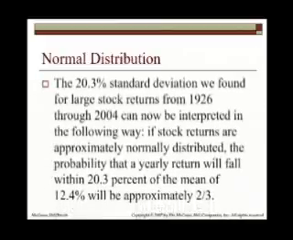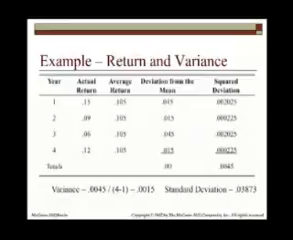The 20.3% standard deviation you may remember from the Ibbotson and Sinquefield data between 1926 and 2004 was for large company common stocks. That was the standard deviation, and the stock return was about 12.4%. And what we can see from the normal distribution is that about 2/3 of the observed returns in that sample should be between 12.4 minus 20.3 and 12.4 plus 20.3.